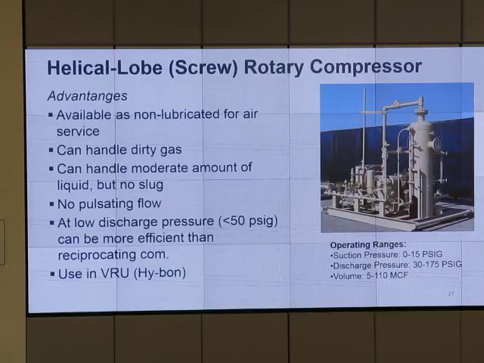Advantages: most of the time you need lubricant, but it can be non-lubricated for air service. In High Bond, you need lubricant. It can handle dirty gas, and has no pulsating flow. Why don't we have any pulsating flow, Tyler? What is pulsating flow? It keeps going constantly through it, so there's a pulse, right? So this kind of compressor, why don't we have a pulse? It's always pushing more through it.